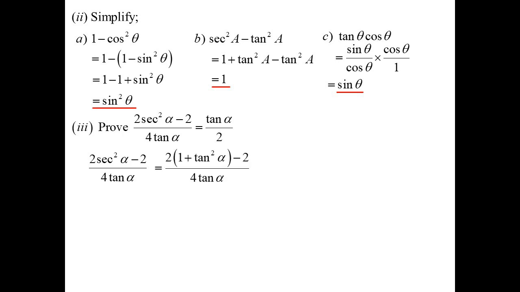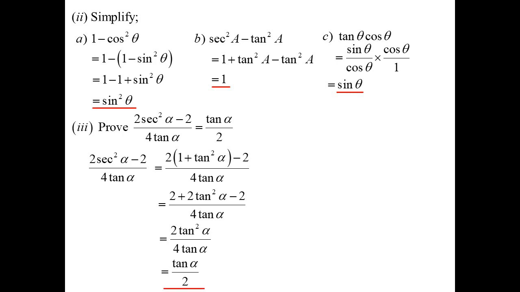Sec squared. I know sec squared is 1 plus tan squared. So I get 2 lots of 1 plus tan squared minus 2. Well, tidying the top up, the 2's cancel, and I now have 2 tan squared on 4 tan, which is tan alpha on 2.